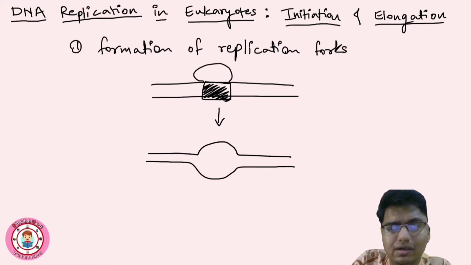So this is a basic idea, but it requires a lot of proteins and enzymes for the formation of a replication fork or a bubble. In the elongation step, what happens? This replication fork will move in this direction, right? As the helicase moves, unwinding the DNA, the replication fork will keep moving, continuing the replication of the whole strands. So let's see.